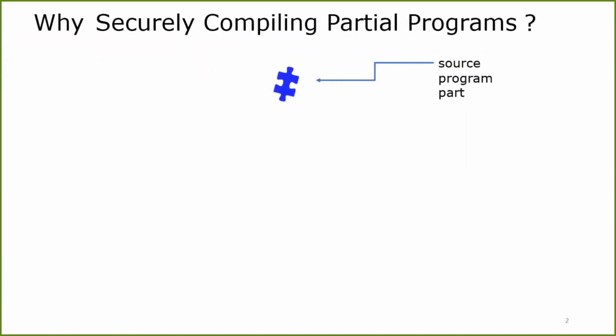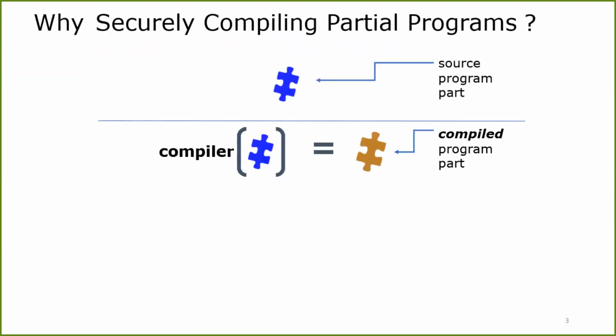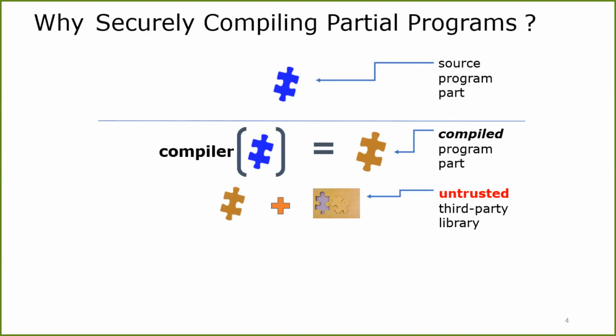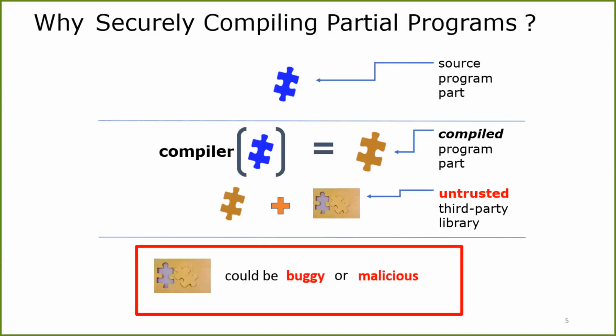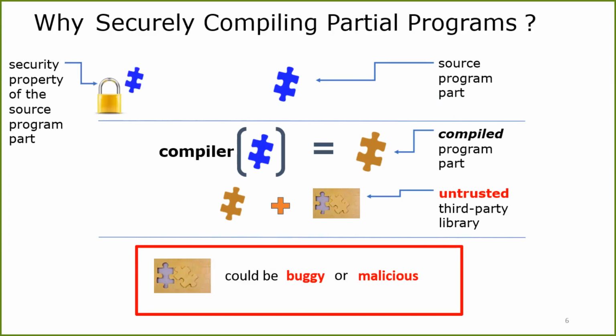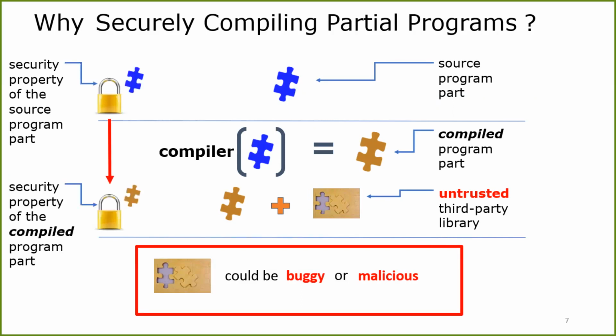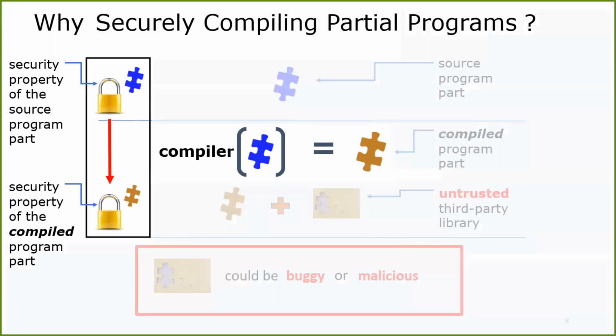Most programs we write are just parts of a bigger program, and these program parts are compiled and later linked against untrusted third-party libraries that could be buggy or even malicious. And often the program part has important security properties that must continue to hold even when it is compiled and linked against such libraries. If this implication holds, namely a secure source program part implies a secure compiled program part, then we say the compiler is secure for the particular class of security properties that our definition specifies. Our goal is to prove compiler security.